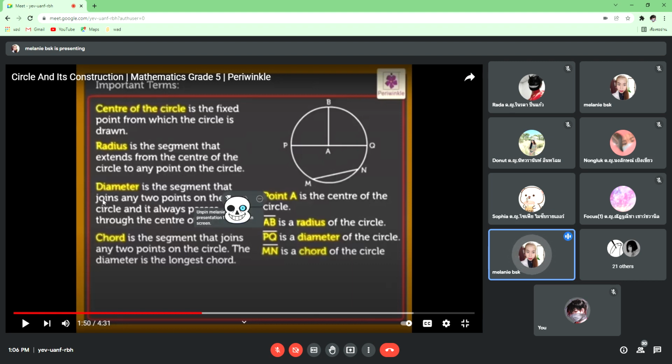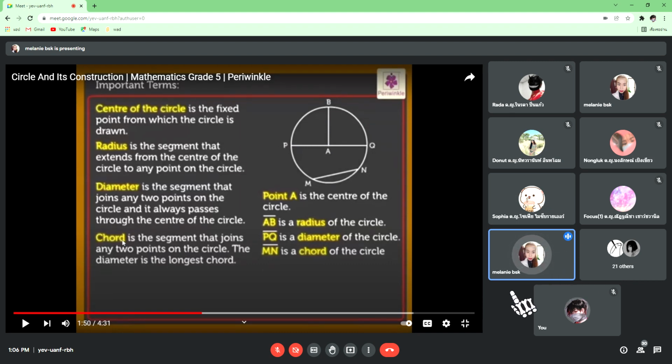Now we have the diameter. Diameter is the segment that joins any two points on the circle, and it always passes through the center of the circle. So this is the circle, the center, right? So we're going to start in here. P going to Q. PQ is the diameter of the circle. From here to here it passes the center. PQ is the diameter of the circle.